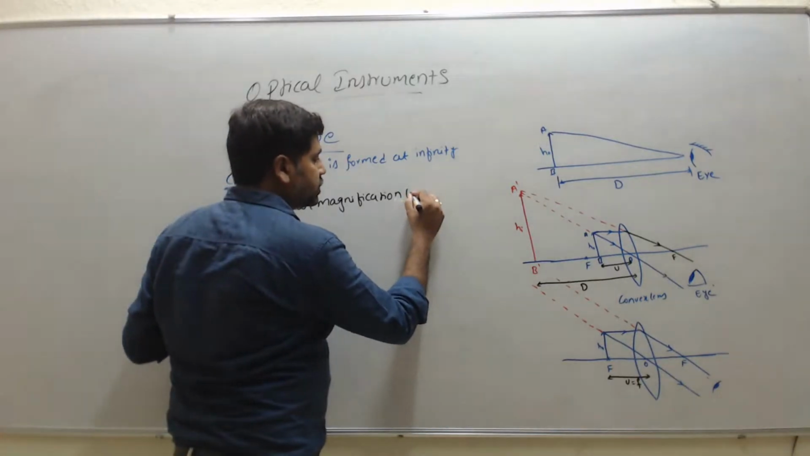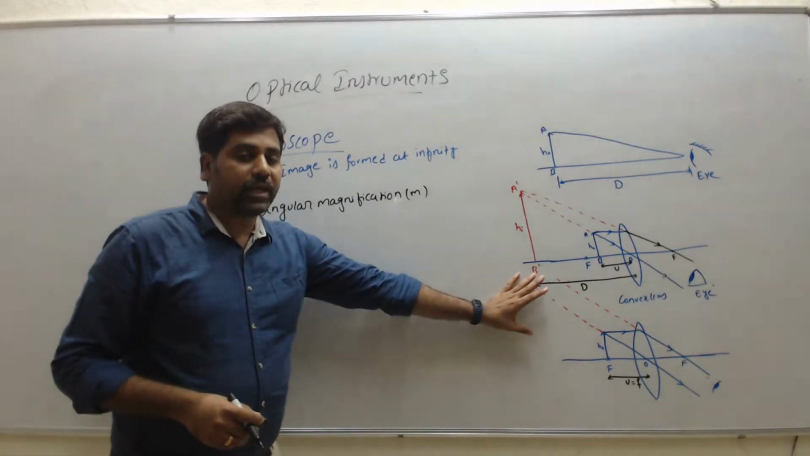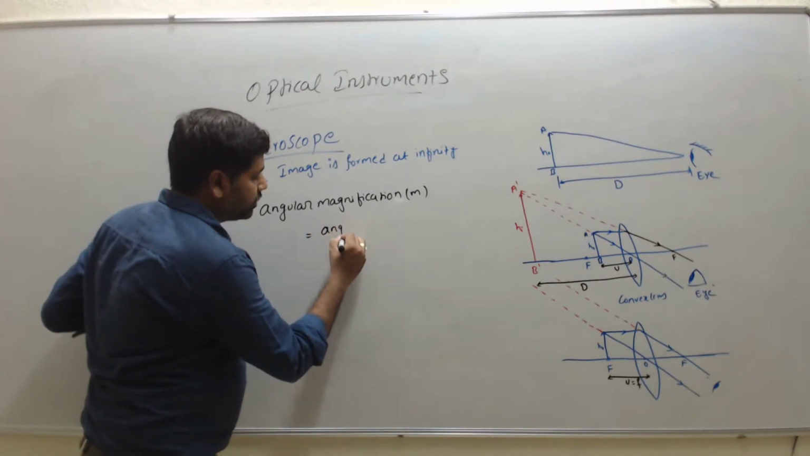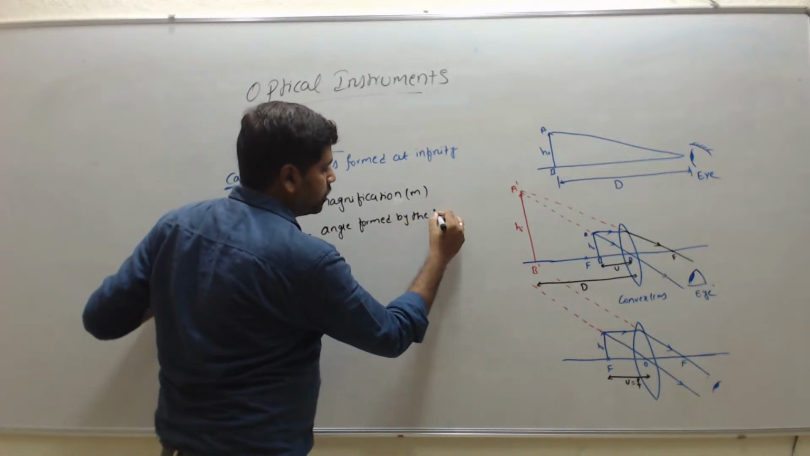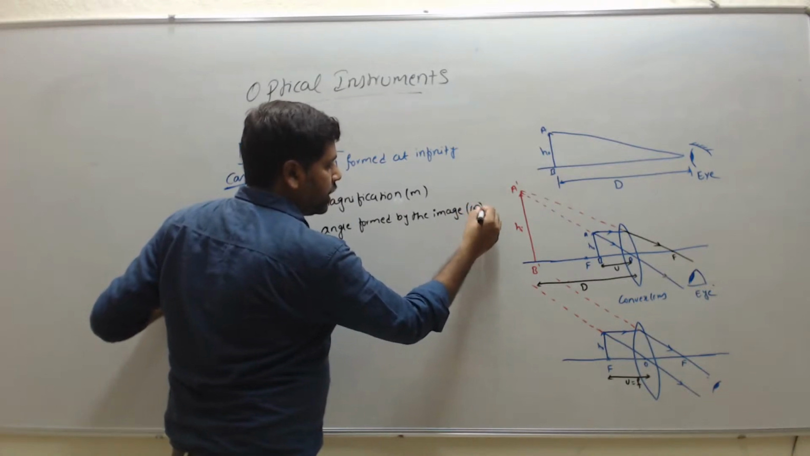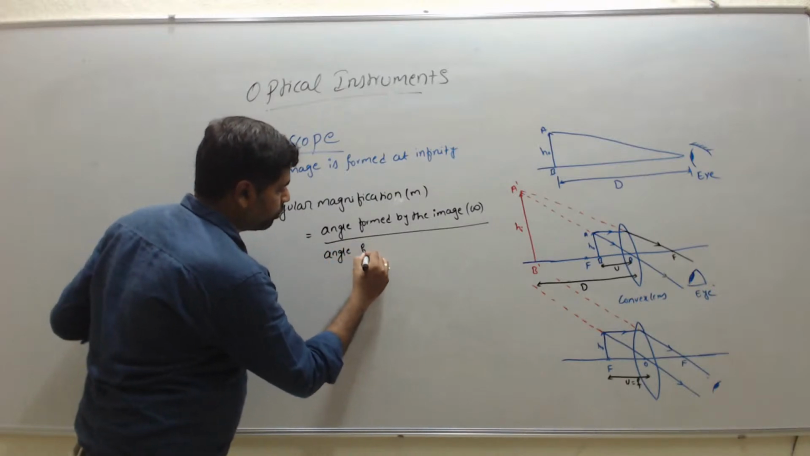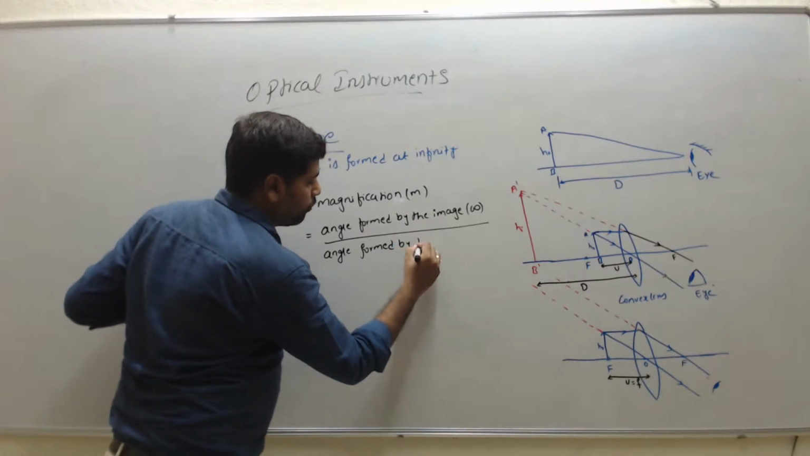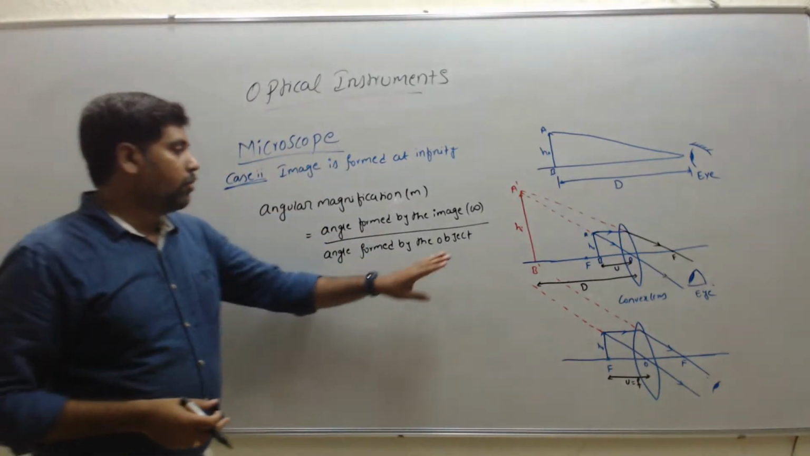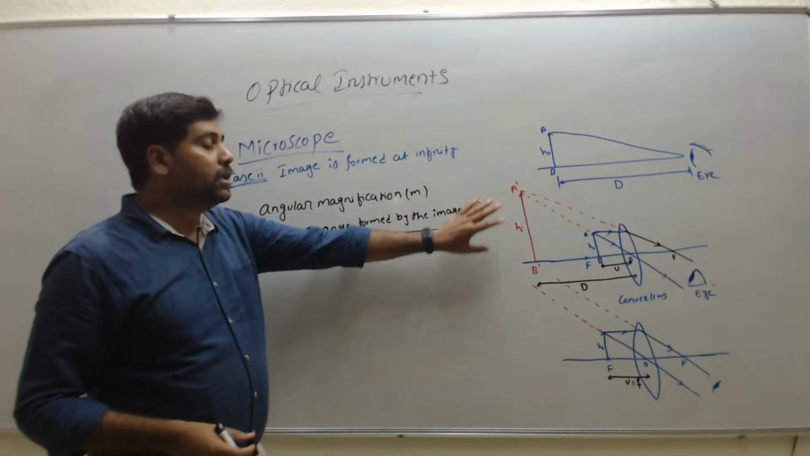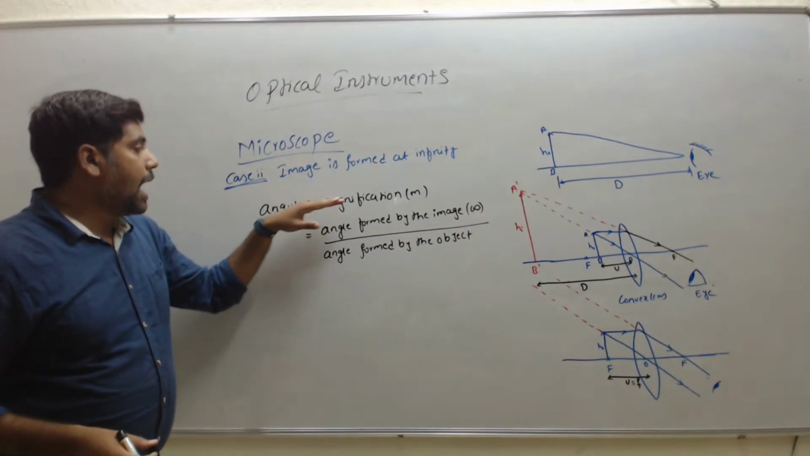So what angular magnification says is that it is the ratio of the angle formed by the image at infinity to the angle formed by the object at the least distance of distinct vision. So this tells us the angular magnification.